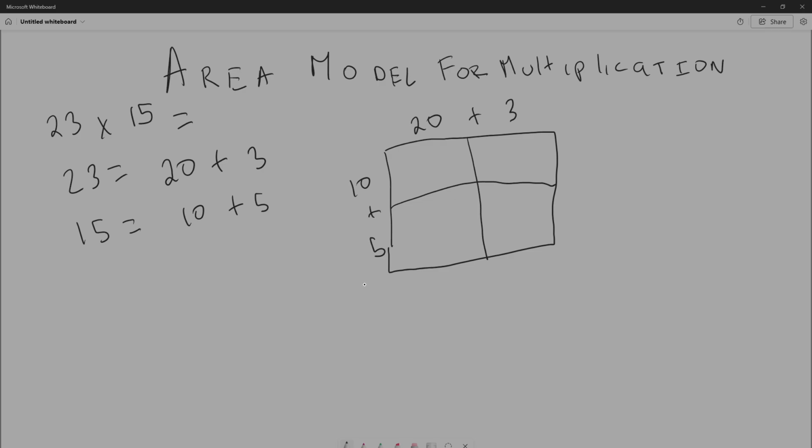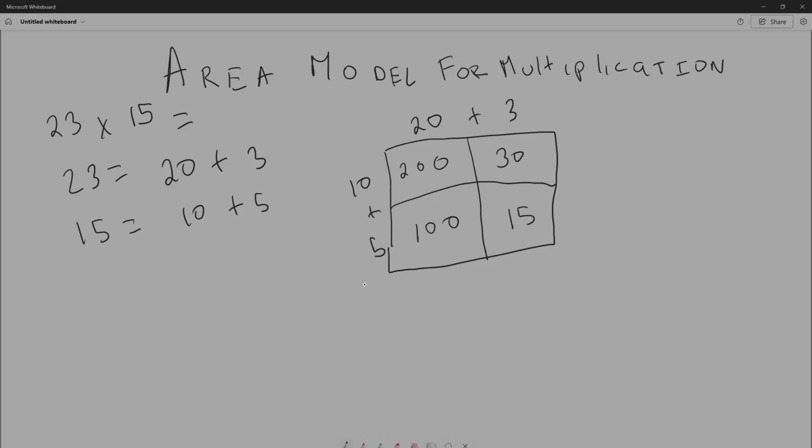That means that each square is gonna be a multiplication. So we're splitting the multiplication into smaller numbers. For example, 10 times 20, we're gonna multiply 1 times 2, that's 2, and we add 2 zeros, that will be 200. The next one will be 10 times 3, that's 30. The next one, 5 times 20, that's gonna be 100. And the last one is 5 times 3, that's gonna be 15.